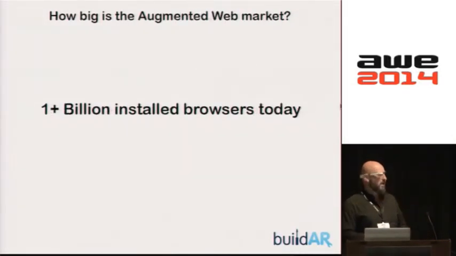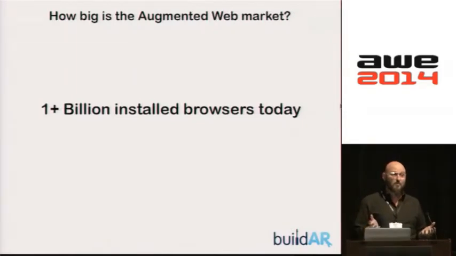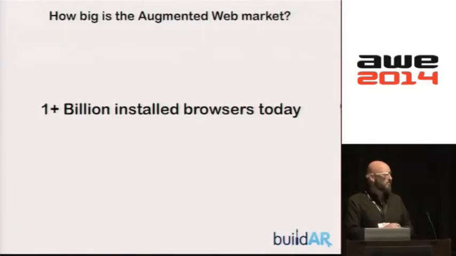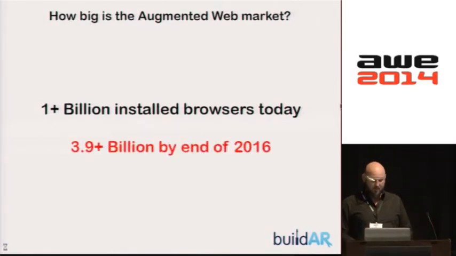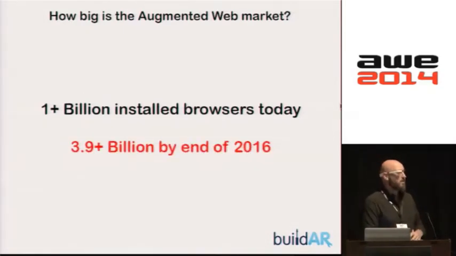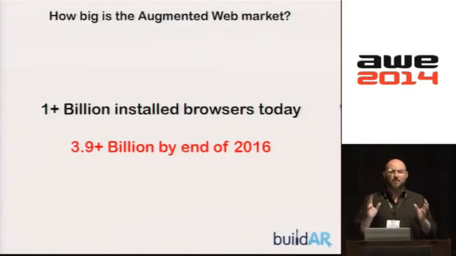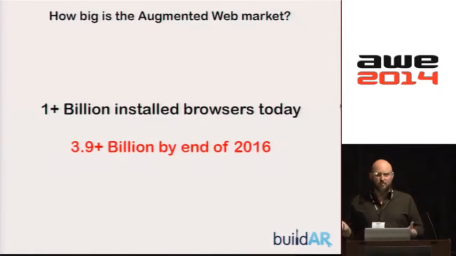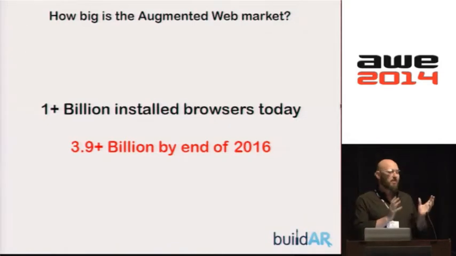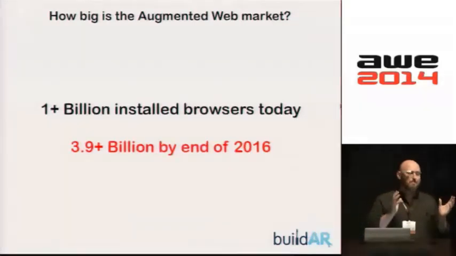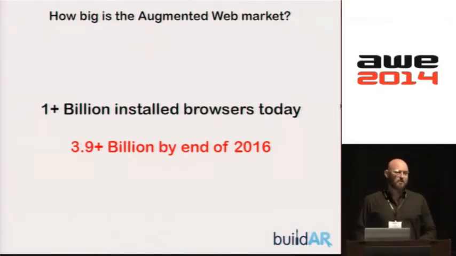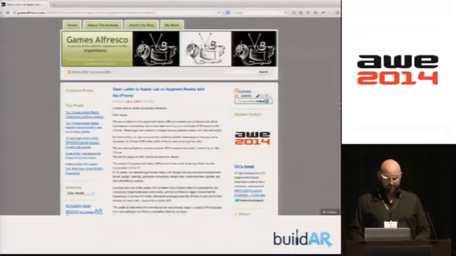But if we look at how big the total market is, including desktop and these sorts of devices as well, it's already over 1 billion installed so far. And the projections are that it'll be over 3.9 billion by the end of 2016. So this is by far the largest content consuming audience. They already browse and experience this sort of content, and they'll just be able to tap on links and experience it. So this is by far the best, quickest, and broadest market that you can create your content for.